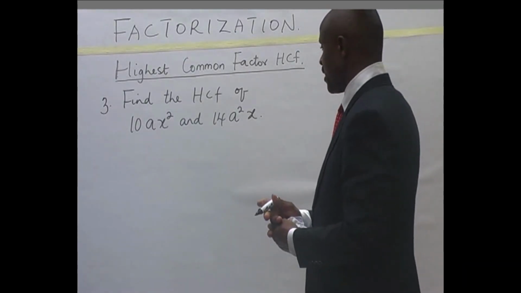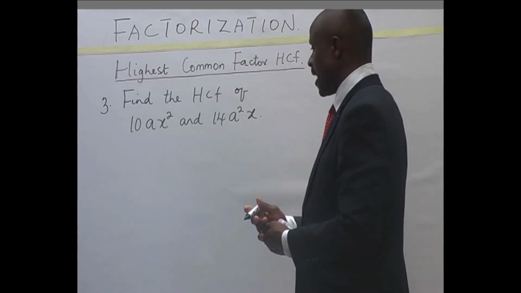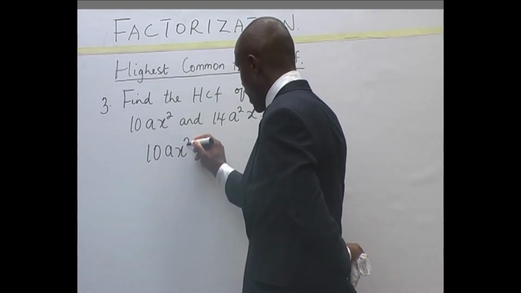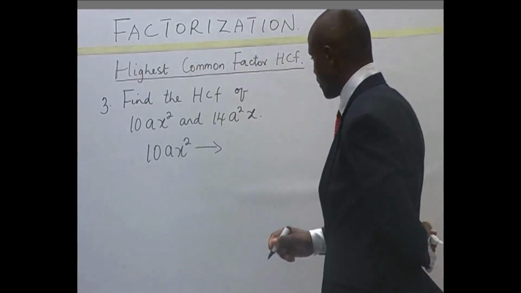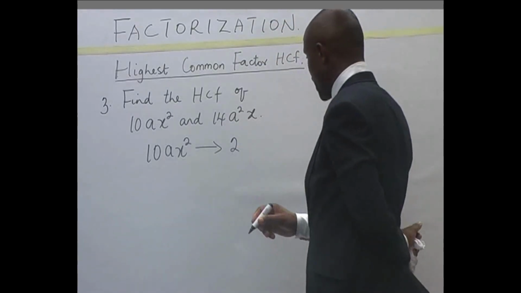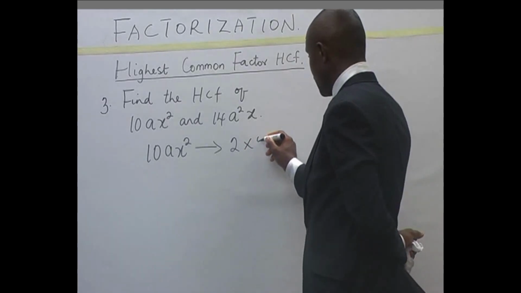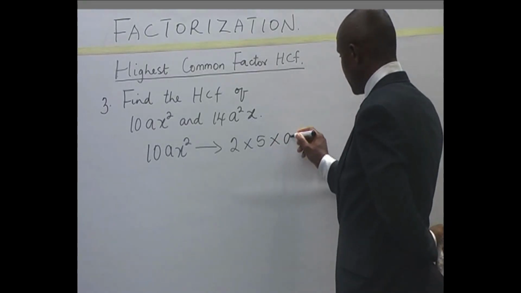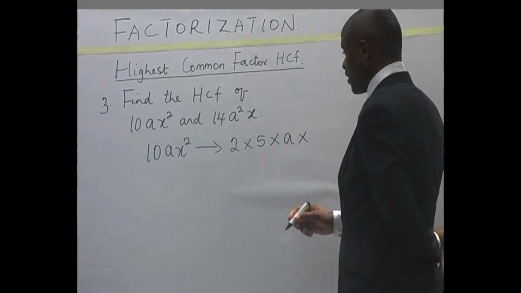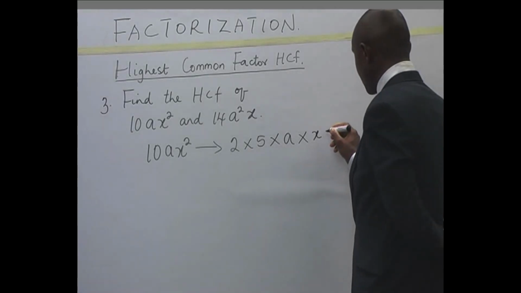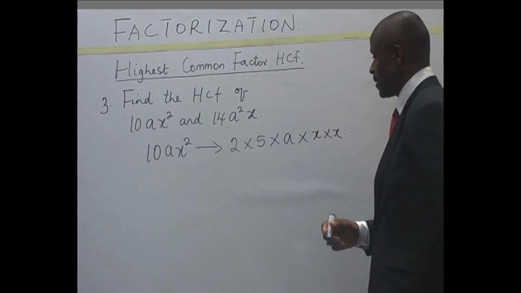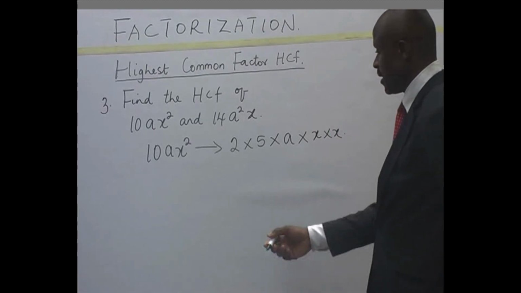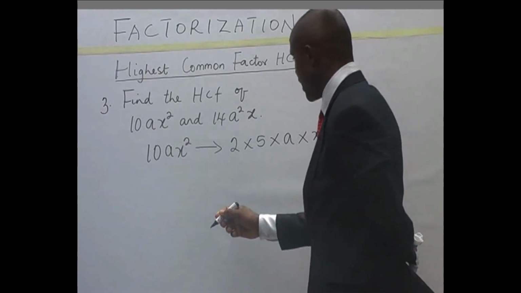This is the next question. They say we should find the HCF of 10a x squared and 14a squared x. First of all, take 10ax squared and split it into its factors. First of all, let's take 10. 2 can divide 10. We will be left with 5. Take 5. Then take a. The factors of x squared are x and x. That means 2 times 5 times a times x times x is giving us 10ax squared.